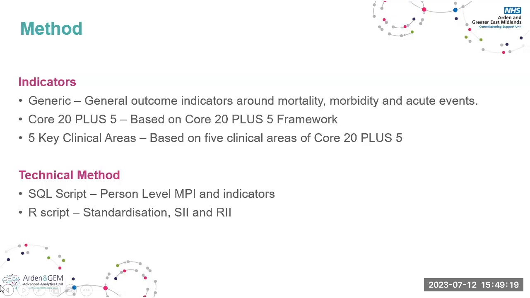In terms of the technical approach that's been applied to this tool, a SQL script has been coded and built, and that brings together the person level MPI and indicators. And then an R script is run once that output from the SQL is derived and pulled together to then perform the standardization, the SII and RII, slope index of inequality and relative index of inequality, which I'll describe in the next couple of slides.